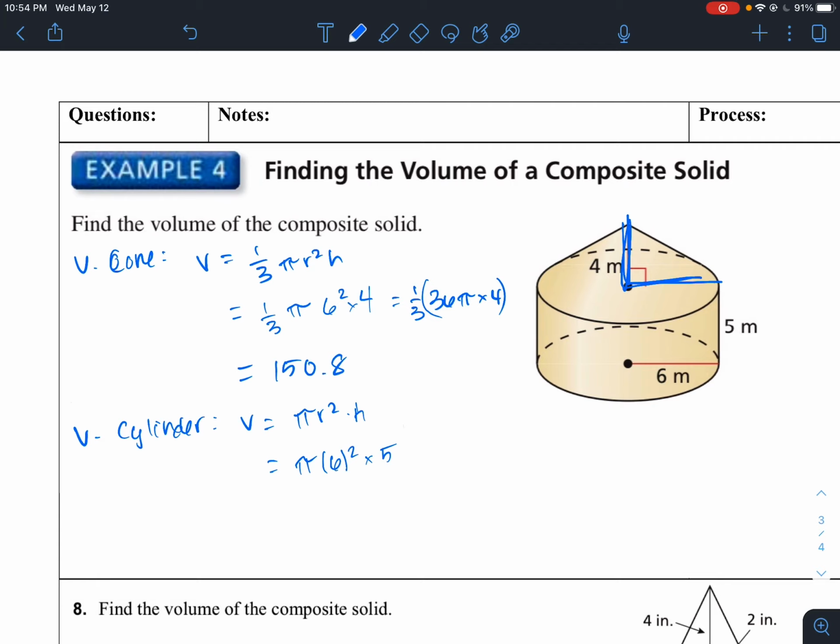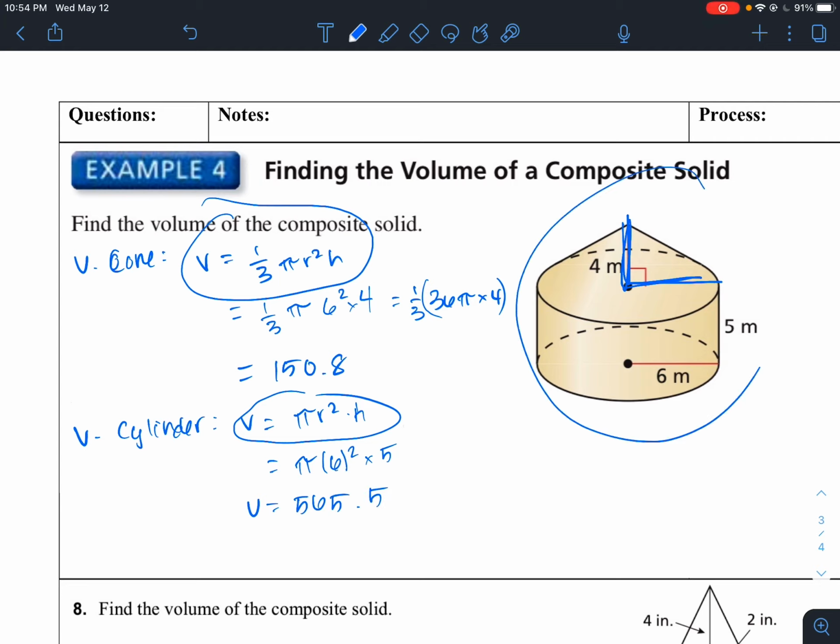So it's pretty much the same thing, if you haven't noticed. The volume of the cone and the volume of the cylinder is almost the same, except you don't take a third of it. So we can essentially take whatever this part is, but without dividing it by 3. So we'll do 6 squared, or 36, times pi times the height. So this volume is going to be equal to about 565.5.